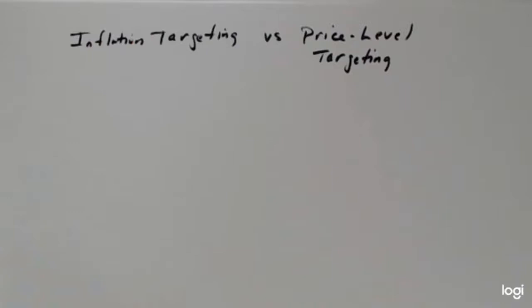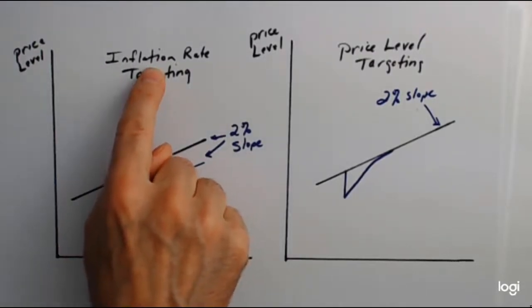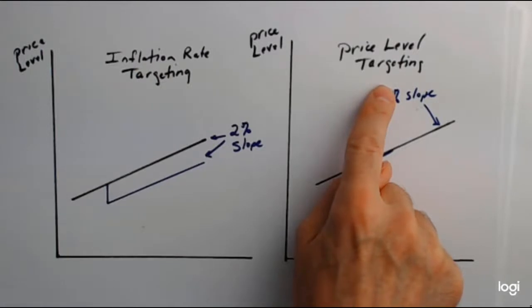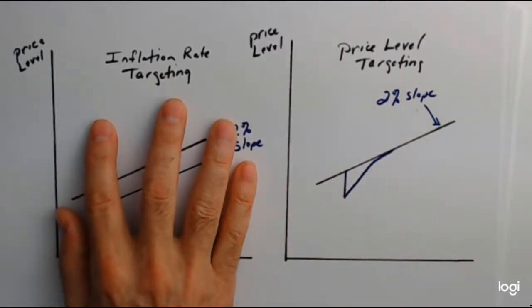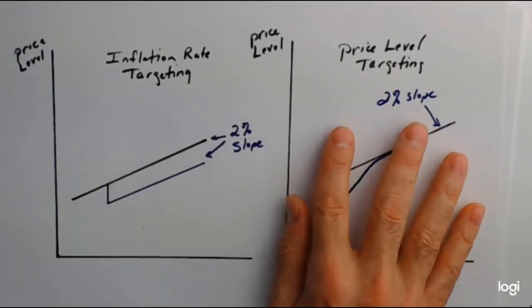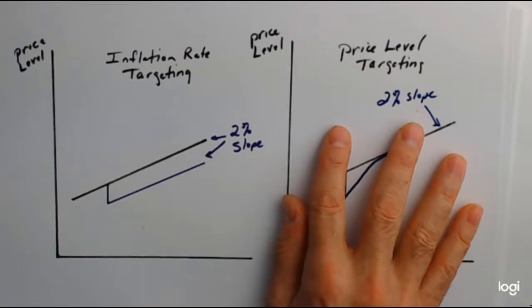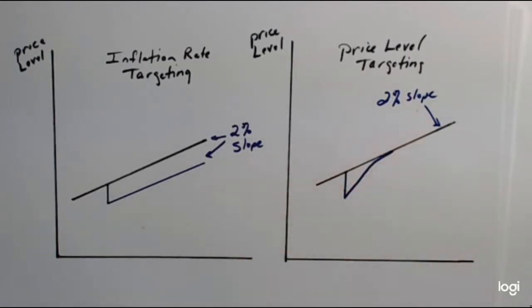So the best way to explain this comparison between inflation targeting and price level targeting is to show you graphically. So here I have two graphs. One's going to depict inflation rate targeting and the other price level targeting. And I'm going to show you that inflation rate targeting is a bit more flexible than price level targeting. And I'll show you a problem associated with price level targeting that you would never suspect until you actually graphed it out and went through the process.